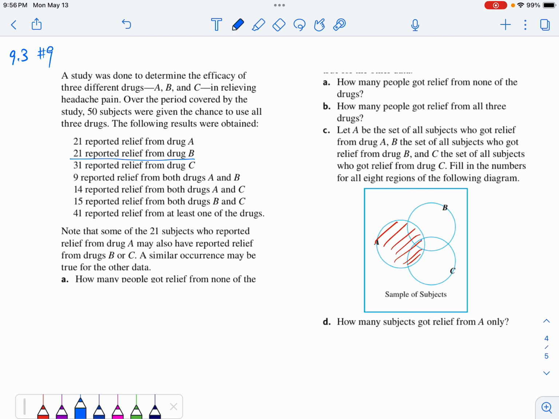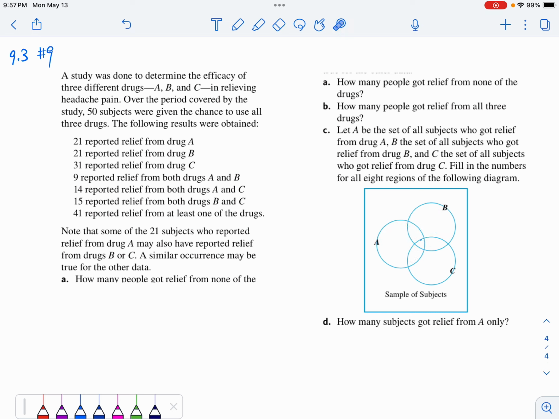And 21 reported relief from drug B. So this is representing 21. Note that they have a little common area, right? So that's actually the 9. 9 reported relief from both drugs A and B. So they have something in common. 9 people felt relief from both drug A and drug B. Okay, so that's how we interpret those results.